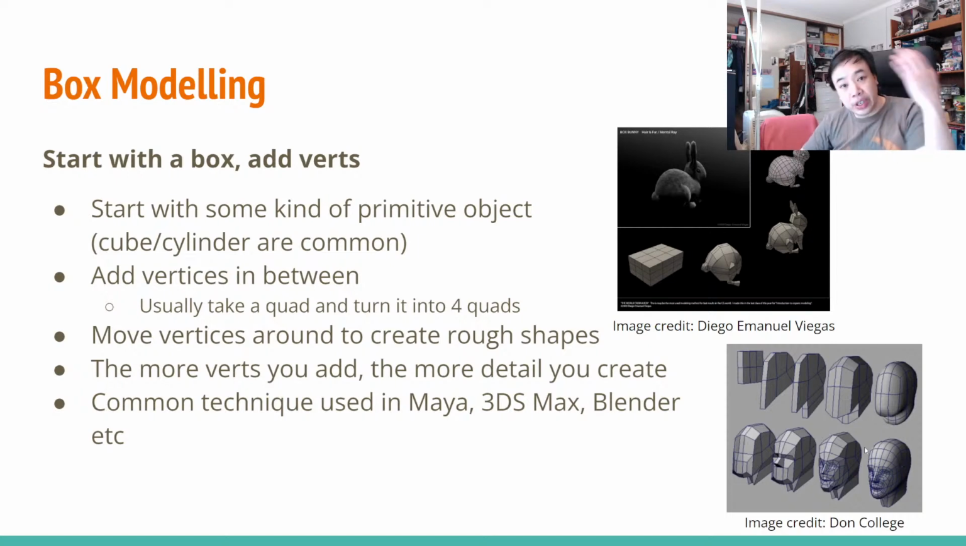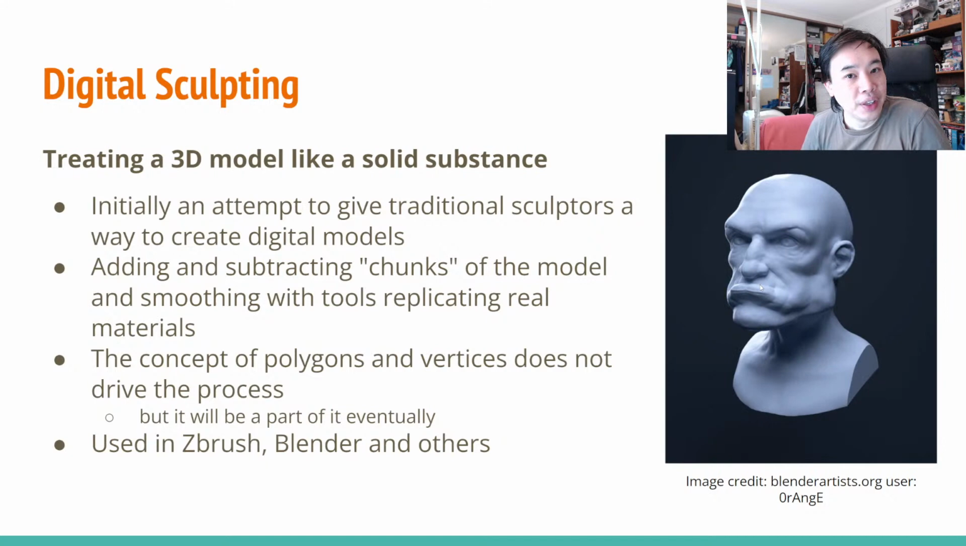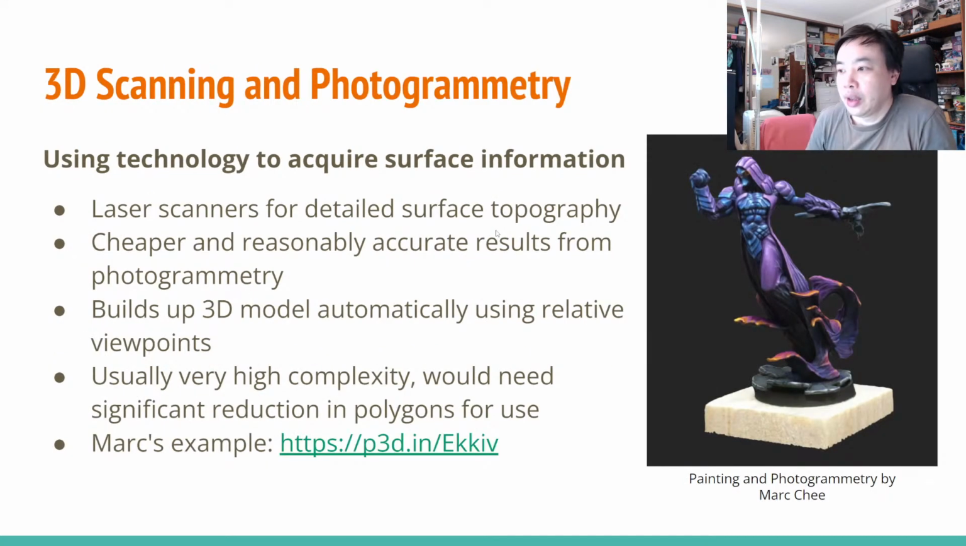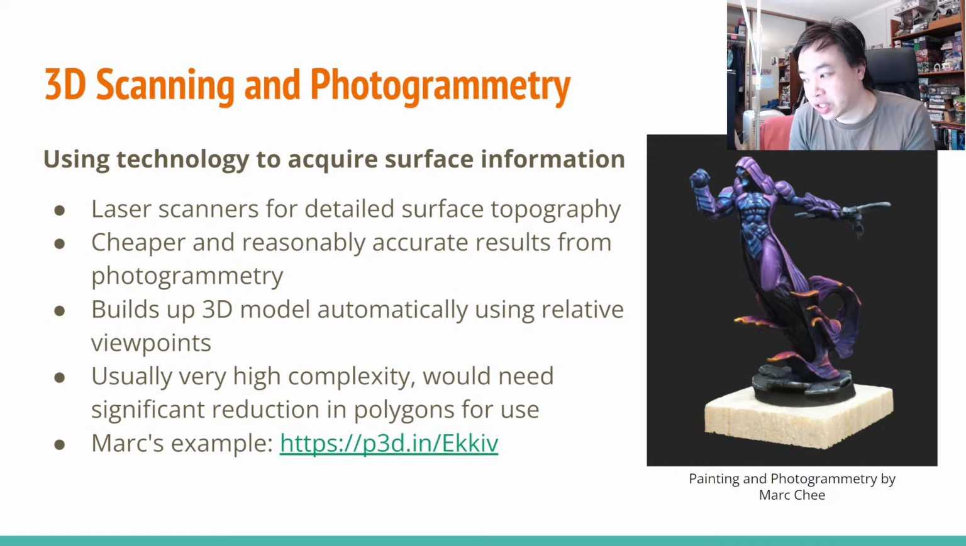This method you can reach organic looking detail, but it might take a lot longer than just sculpting something like this. The third way we were talking about is 3D scanning and photogrammetry. So this is acquiring real world surface information using some kind of tool.